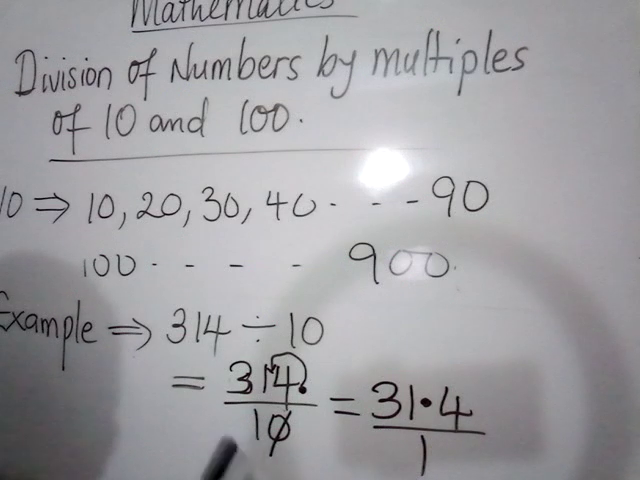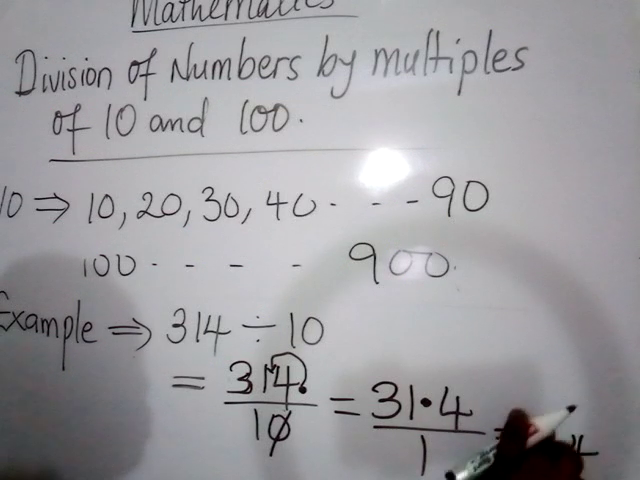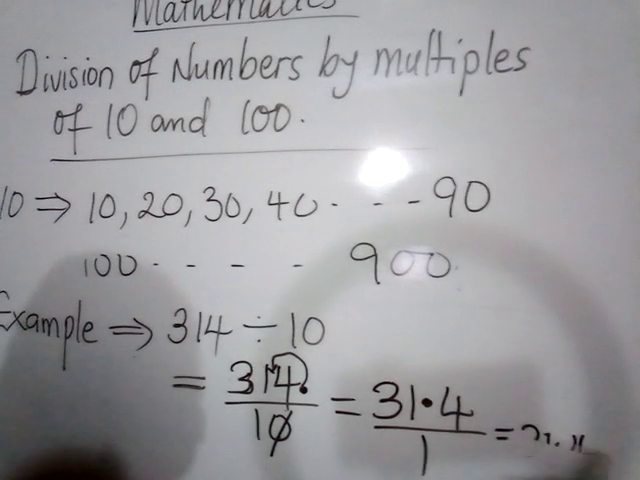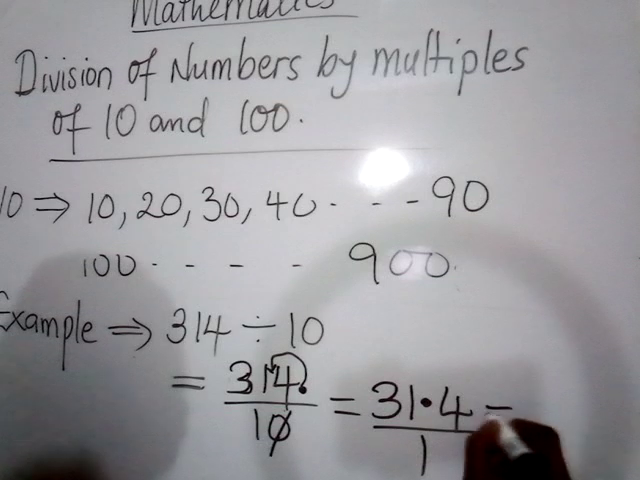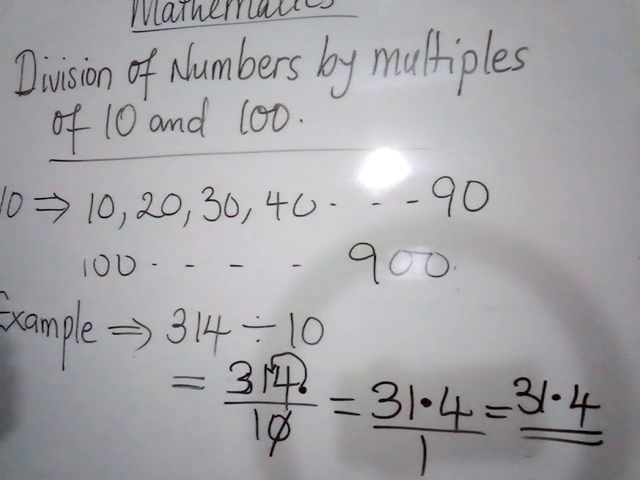So remember, the 1 is remaining. But we know that any number divided by 1 remains the same. So our answer is 31.4.